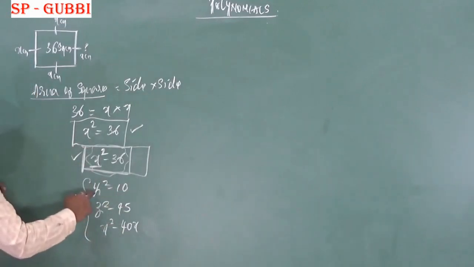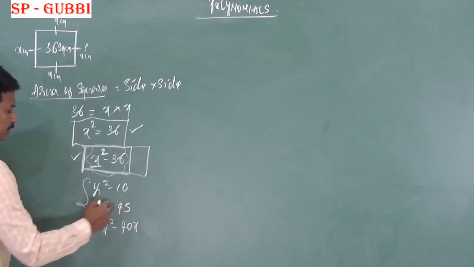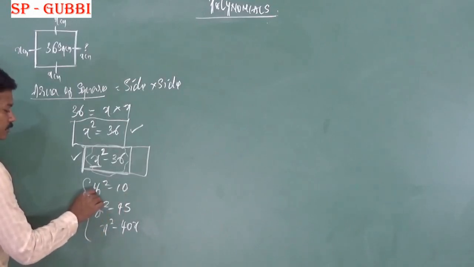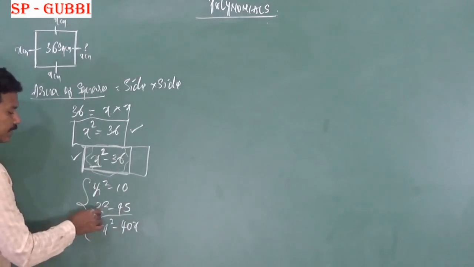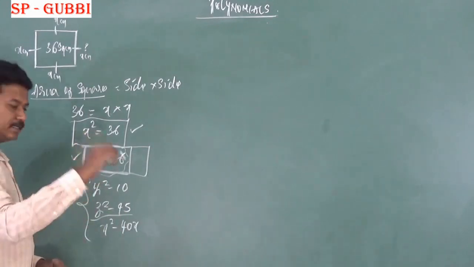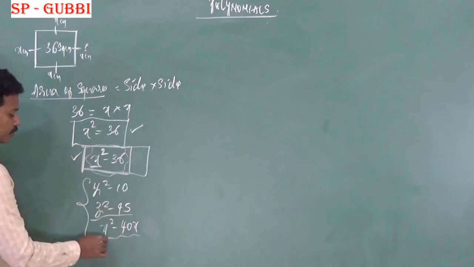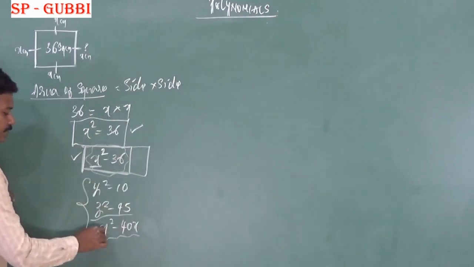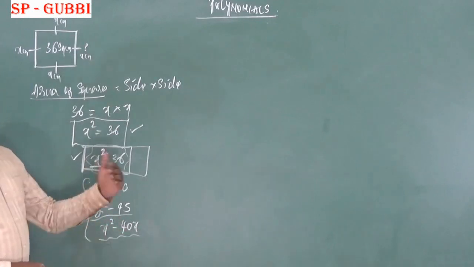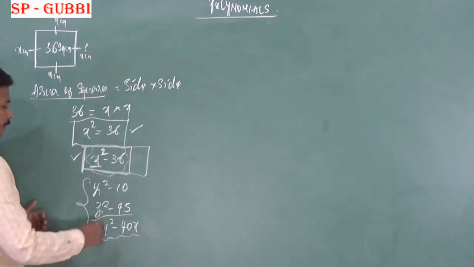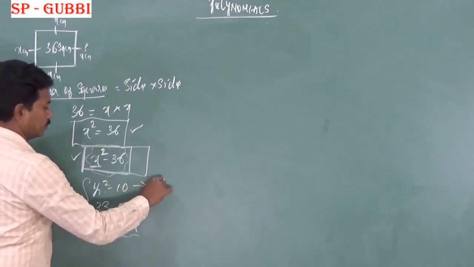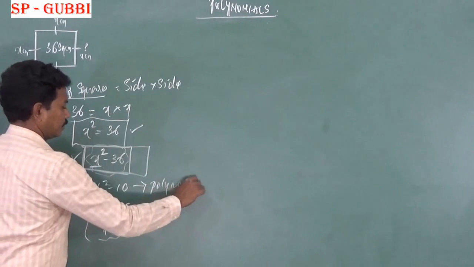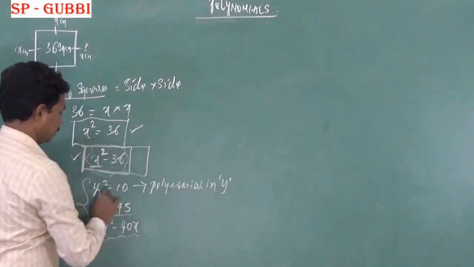Now if you consider this polynomial, here the variable is y, so it is a polynomial in y. That is how we call it. Here the variable involved in this polynomial is z, therefore it is called a polynomial in z. Here in this polynomial the variable involved is x, therefore we call it a polynomial in x. So here we can represent this. We write polynomial in y.